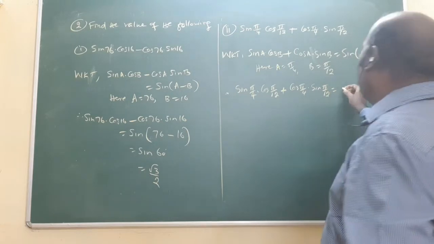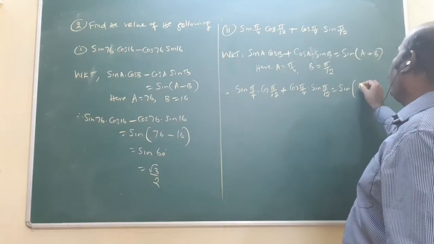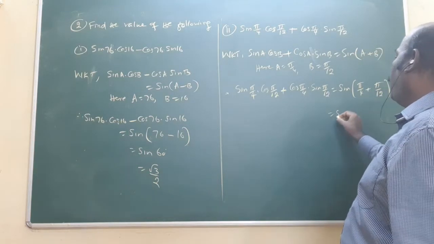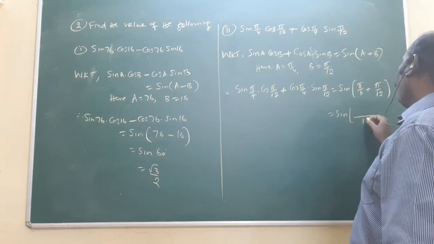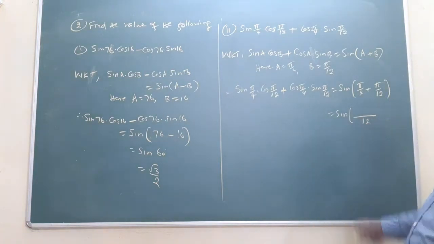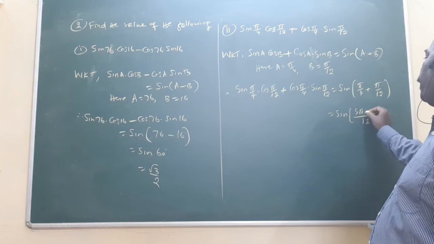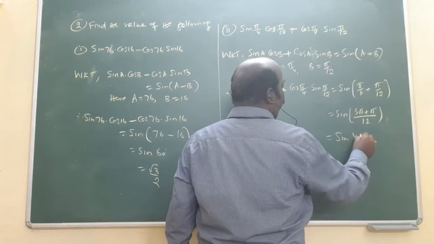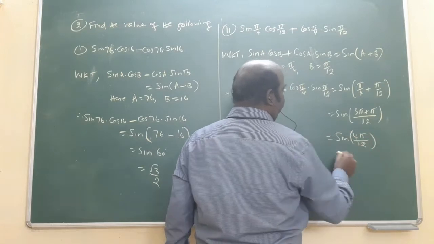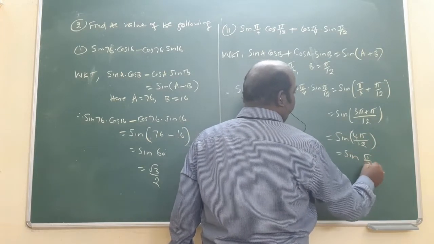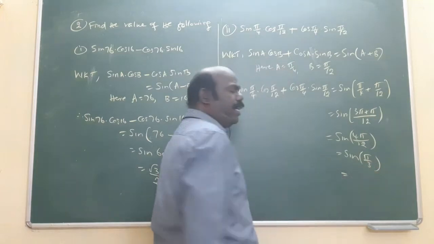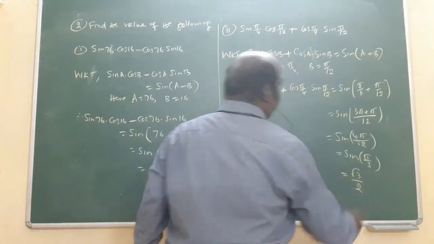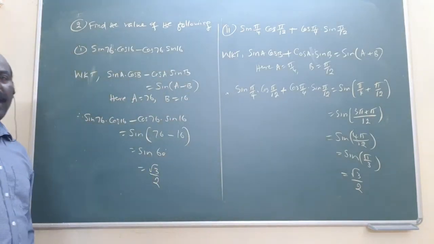is equal to sin of A plus B, where A is pi by 4 and B is pi by 12. Now, what is the LCM? 12 is the LCM. How many times? 3 times. 3 pi plus pi, that is sin of 4 pi by 12. Cancel, pi by 3. Pi is 180, 180 by 3 is 60. Sin 60 is root 3 by 2. In this way, you will find the answer.